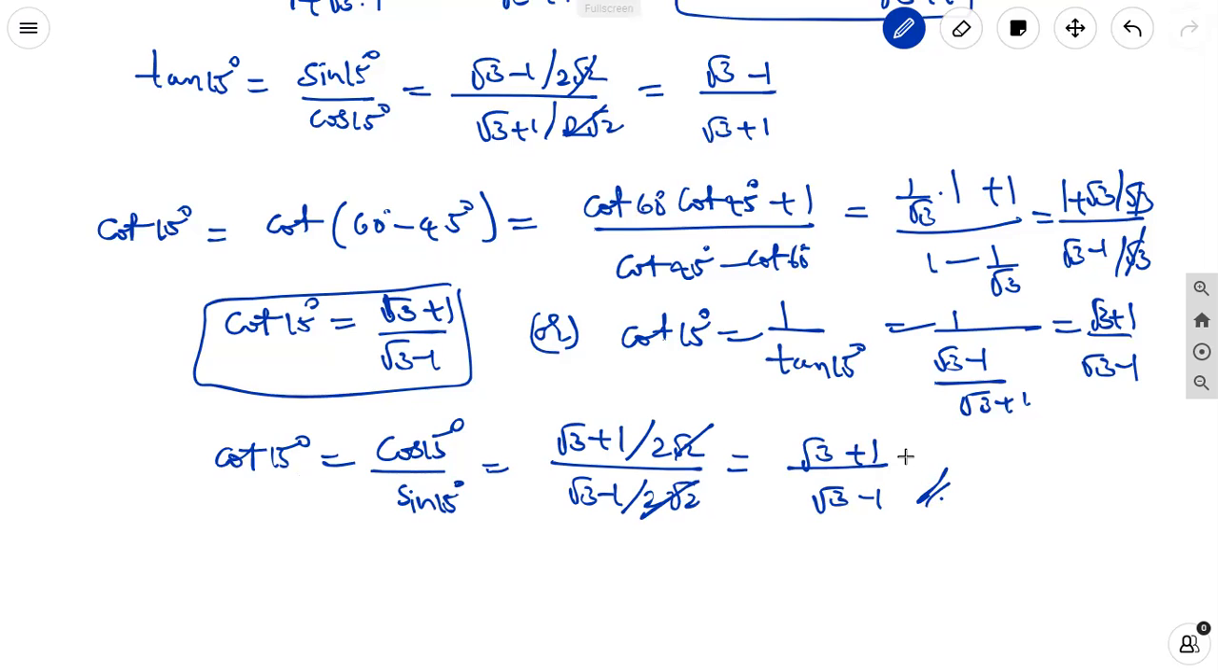This is the solution by using the given formulas for the compound angles.